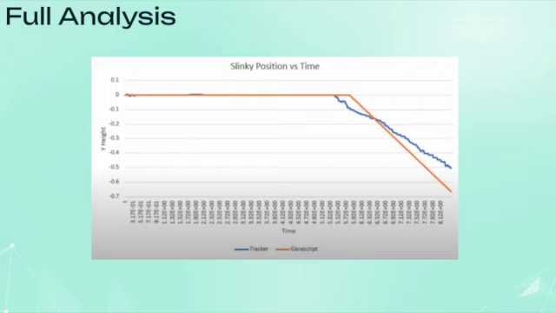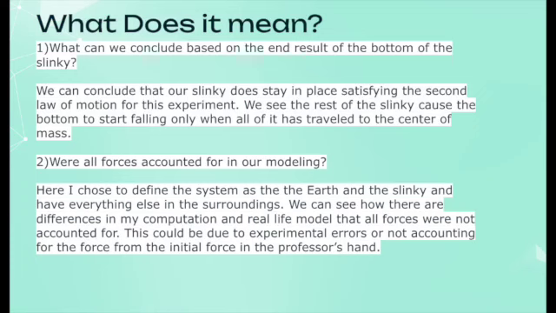Here's the full analysis where all of our position points are put into a graph comparing them. So as we can see, our Tracker data differs from our GlowScript data, which is evident in the graph here. This is because real life does not always follow the same motion and conditions as a simulation model, as in GlowScript. So we have to take this into account when we are accounting for all of our forces and such. What does this data mean?